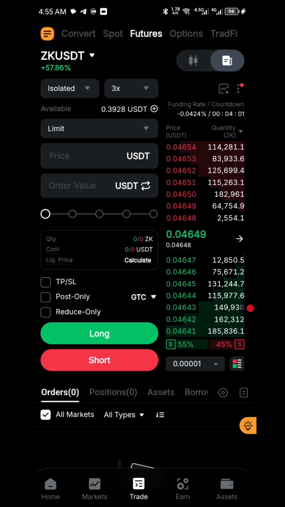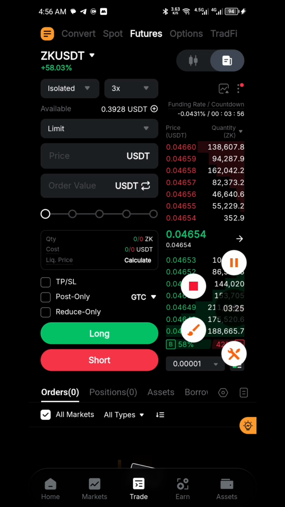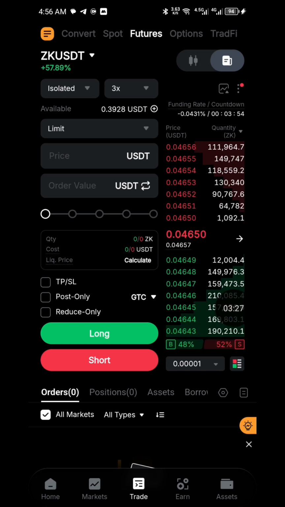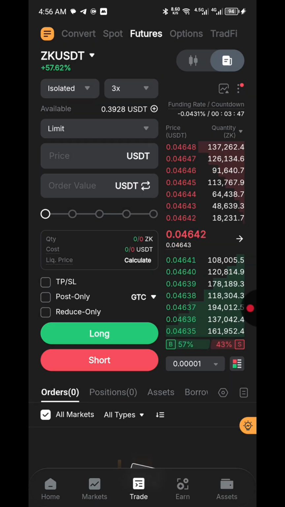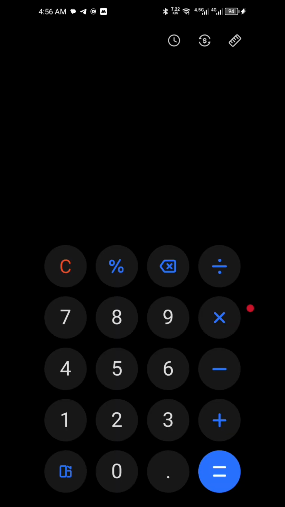So if I'm saying I'm going to make 10% out of that $60, this is how I'm going to calculate it. I'm going to take this current price of ZK. That's the current price of ZK. So I'll take that current price and then I will do it by 10%. So I'll do 0.04631. Let me show you something. This is the calculator now.